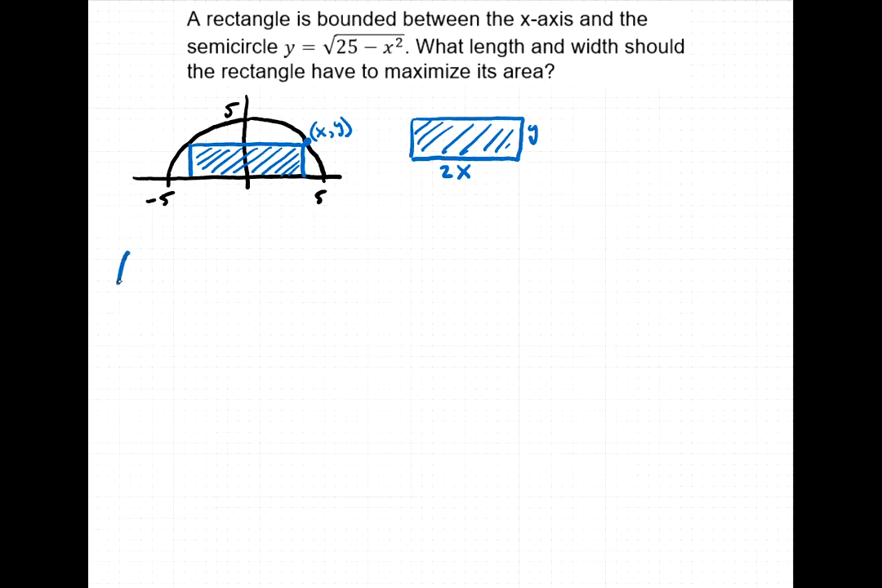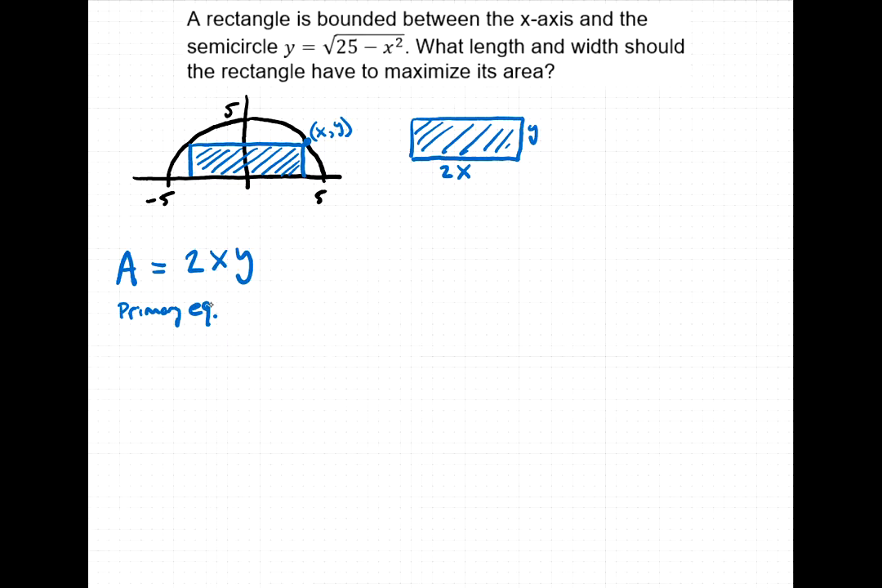And so our equation for area is A equals 2xy. And so this is called the primary equation. Now the problem with this, we can't work with this because we can't take the derivative of this because there's too many variables. There's 3 variables here.